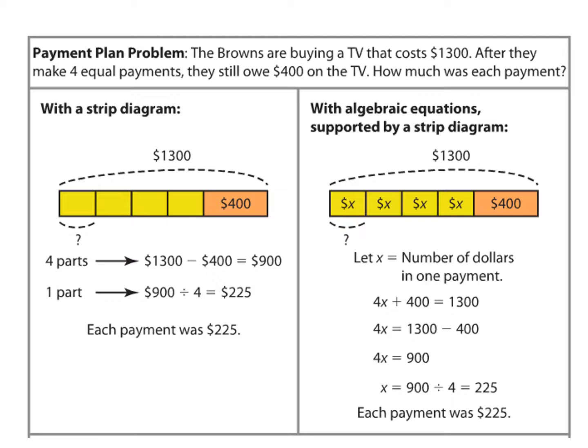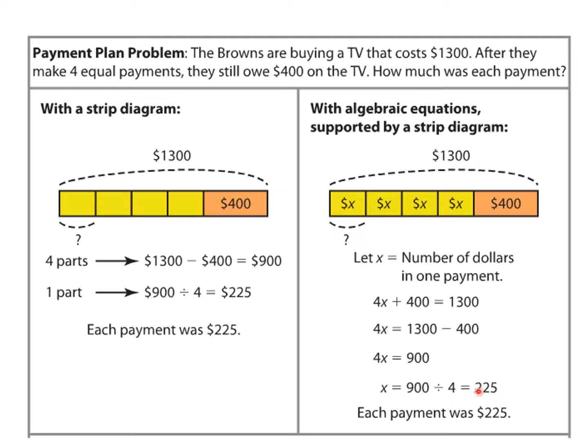And so now from our picture we see that we've got 4 x's there, so that's 4x plus the $400 that we still owe equals the $1,300 total price of the TV. And so now we've got our algebraic equation. Now we just need to perform some algebra to solve that for x. We move the 400 over and then divide by 4, and we get that x is equal to 225. So each payment was $225.